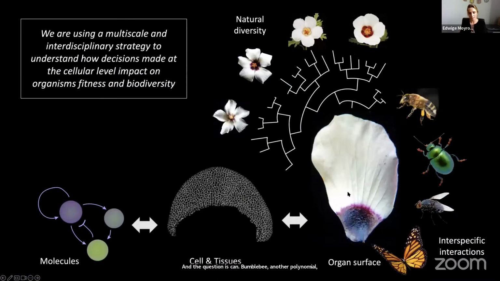So what I tried to do today is to give you a small overview of the multi-scale and interdisciplinary strategy we're using to answer what we think is a really fundamental question that's central to our understanding of life: how can decisions made by cells using molecular processes have an impact at the macro scale and influence organism fitness and the production of biodiversity?